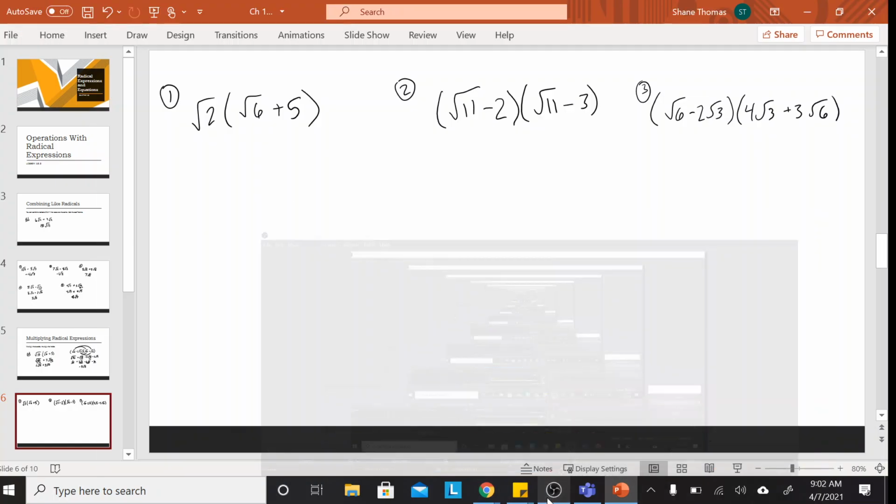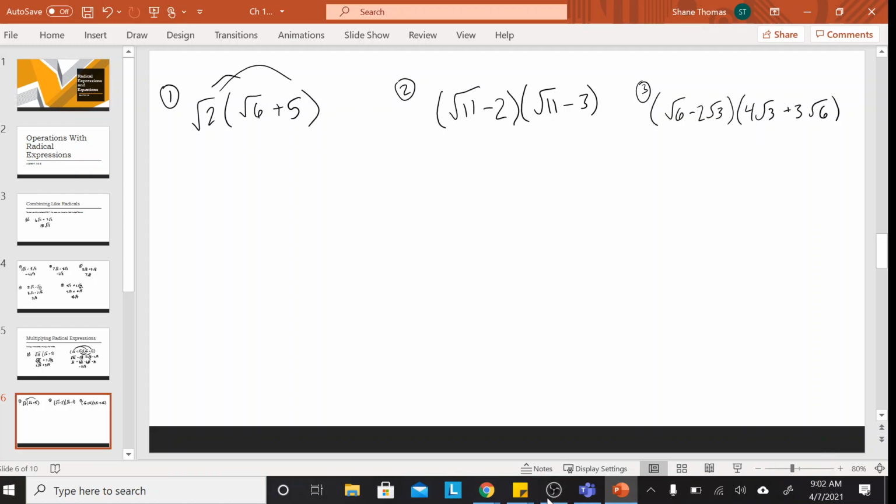So these three. First one, we distribute. We multiply the insides, multiply the outsides. In this case, we get root 12 plus 5 root 2, right? Root 12, we can bring a 2 out, so we got 2 root 3 plus 5 root 2. Can we combine those? Nope, there's nothing we can do there.